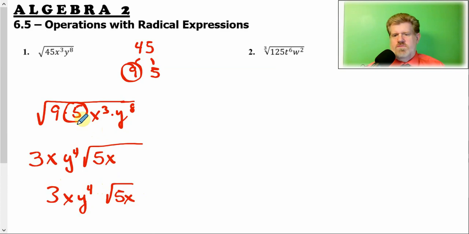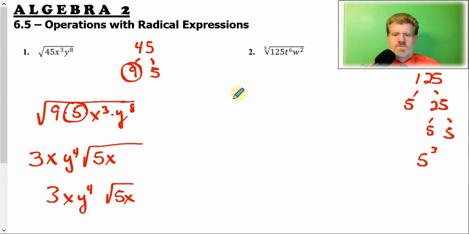But another example might be the cube root of 125t to the 6th w squared. So can we do each piece? 125. Do you recognize 125? You know what that breaks down into? It's 5 times 25, which is 5 times 5. 125 is 5 cubed. So it is 5 cubed.